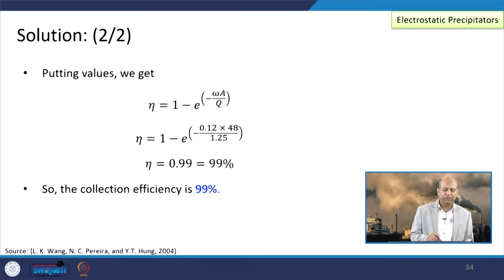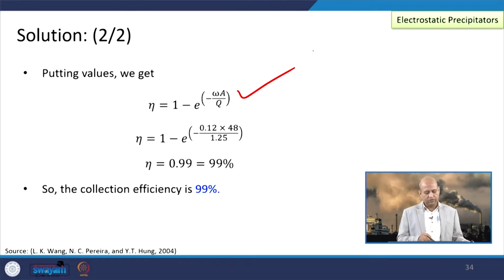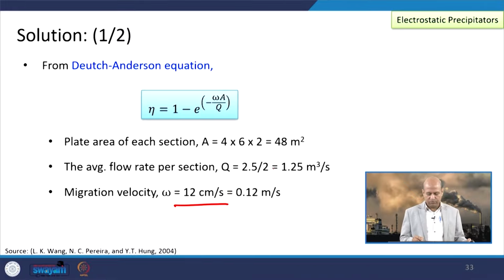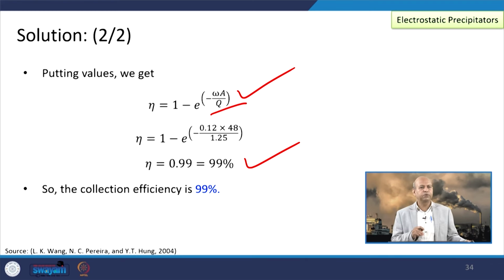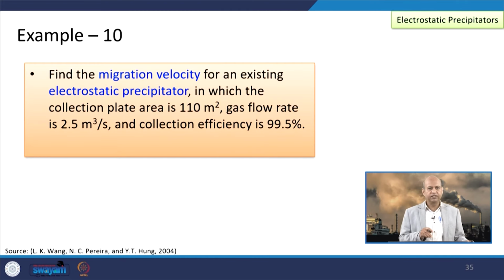Now, we go for the efficiency. So, the efficiency relationship, as you know, we give those values of the area like 48 which we calculated here, right. Then 1.25 is the Q value which we already calculated here, and then we know the efficiency by this particular relationship, this is around 99%. So, the collection efficiency of this particular device is around 99%.